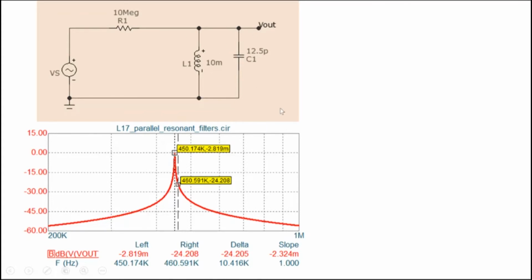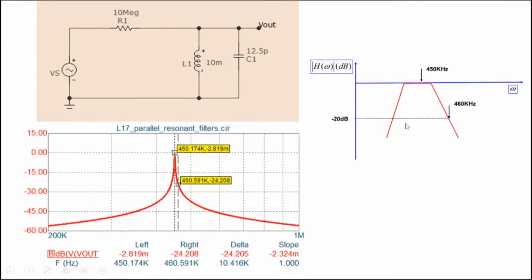System responds with a very low amplitude, right? So if we want to obtain a radio channel at 450 kilohertz and want to reject the radio channel at 460 kilohertz, this kind of an LC circuit is a right solution, and these are very commonly used in radio receivers.